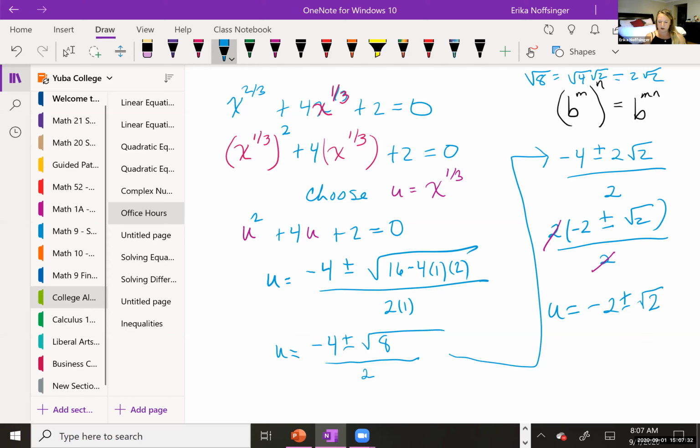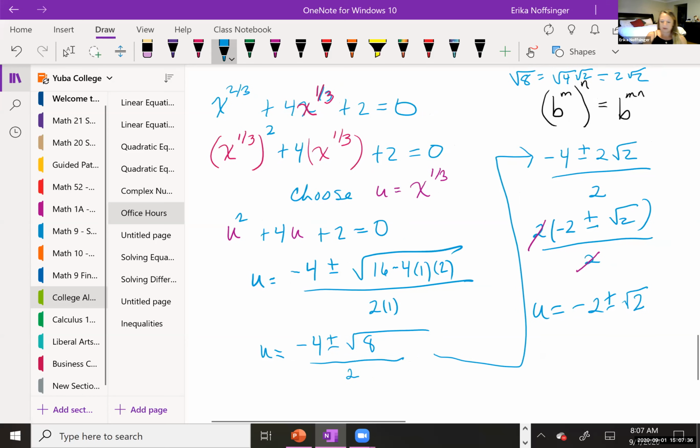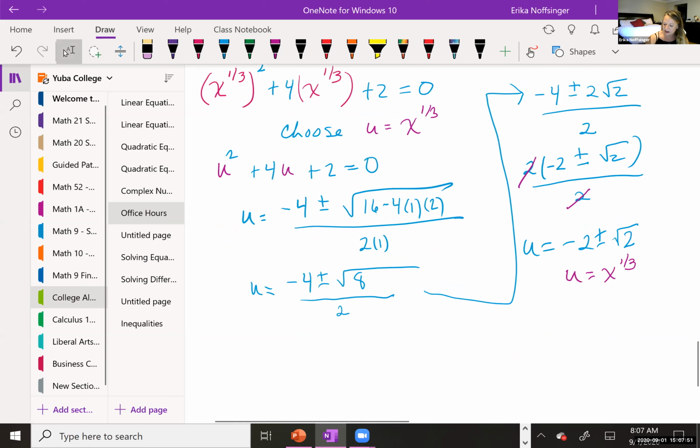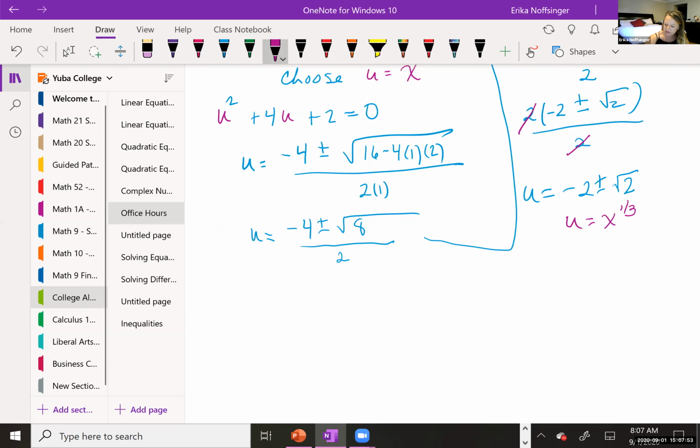But again, we didn't have u in the original problem, and we want to know what x is. But we've manipulated this, so now we can find x. So we said that u is equal to x to the 1/3. And so if I go back in here and I rewrite u with x to the 1/3, I could now solve for x. So I get x to the 1/3 is equal to negative 2 plus or minus root 2.